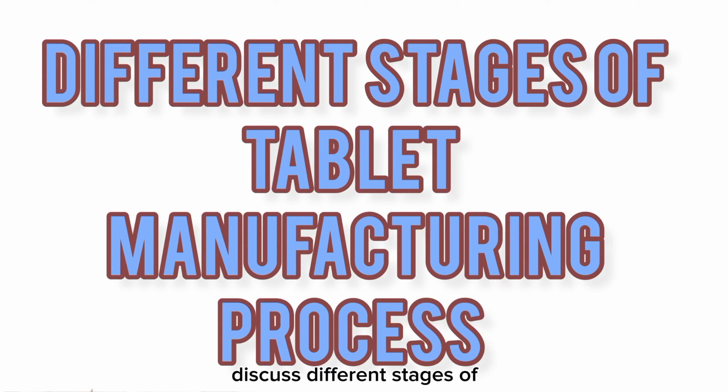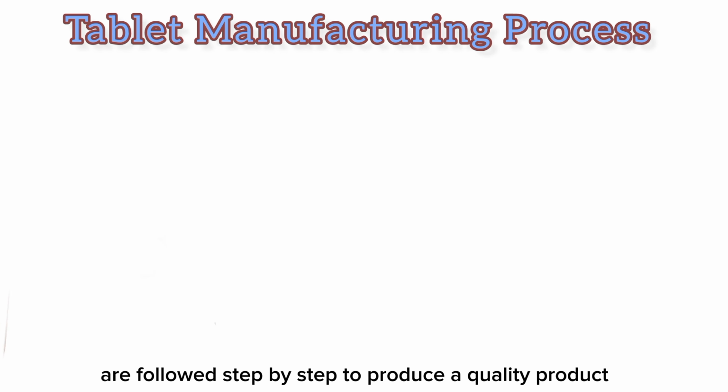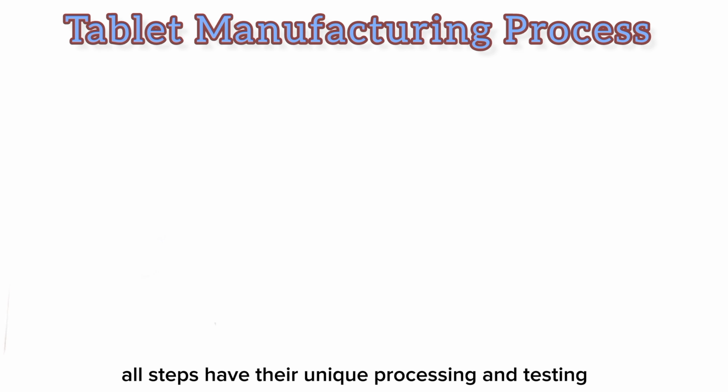Discuss different stages of the tablet manufacturing process. The tablet manufacturing process is a series of steps that are followed step by step to produce a quality product. All steps have their unique processing and testing.